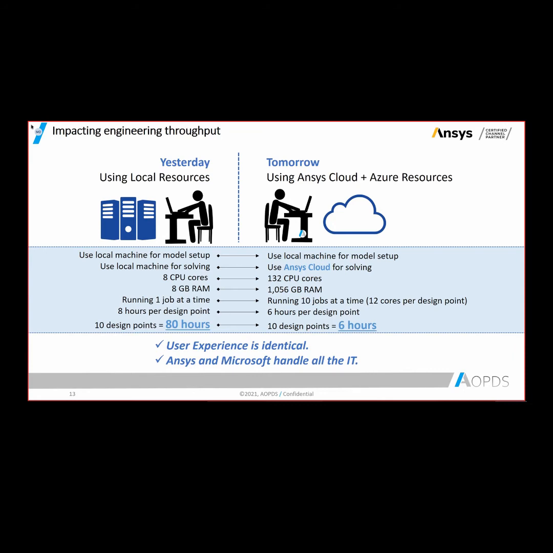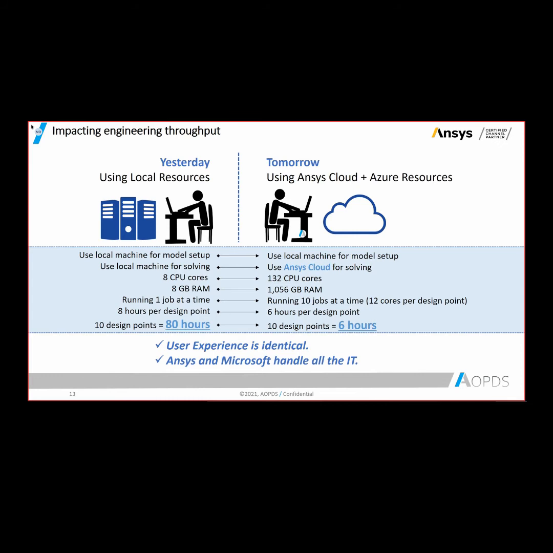And if you look at this picture for now, on the left, if the user is using 8 CPU cores and 8 GB of RAM and running one job at a time, it's going to take 8 hours per design point. So if you do 10 design points, it's going to take you about 80 hours. For the most part, you don't get to have the best design point on the first simulation. You're going to need to run multiple simulations, and that means that you're going to need to spend a lot of time on each of those design points.